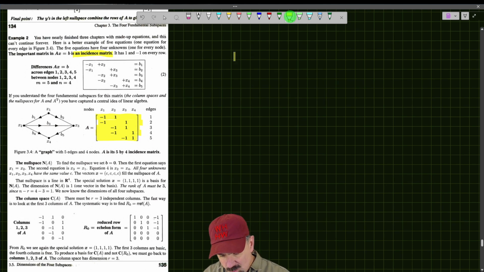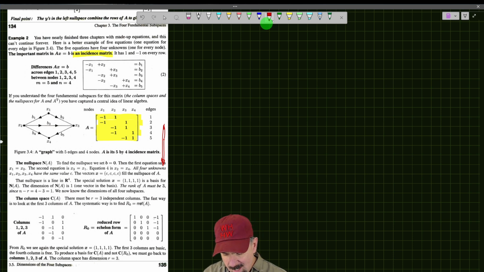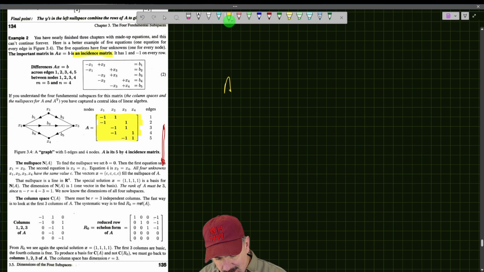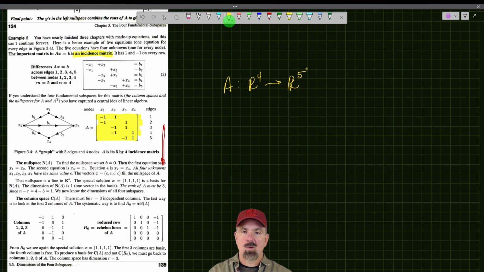But what he walks through then is, okay, here we have a matrix A, and that matrix A is mapping R4 to R5. And what we're interested in are the column space, the null space, the row space, and the left null space. For every linear transformation, we have these things, and we're interested in what they are, what they're doing.